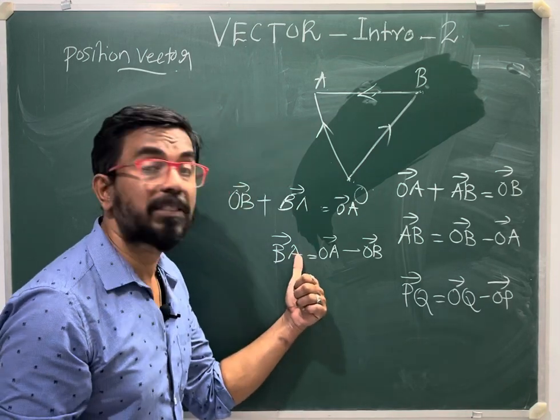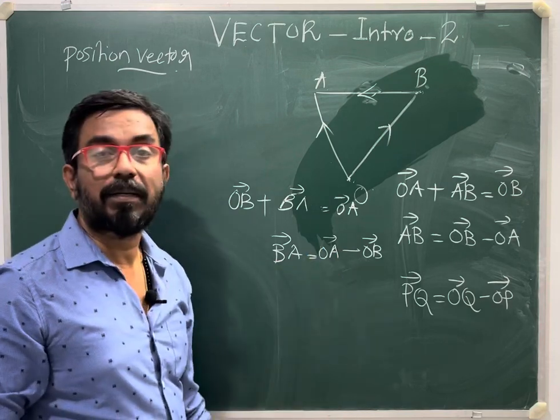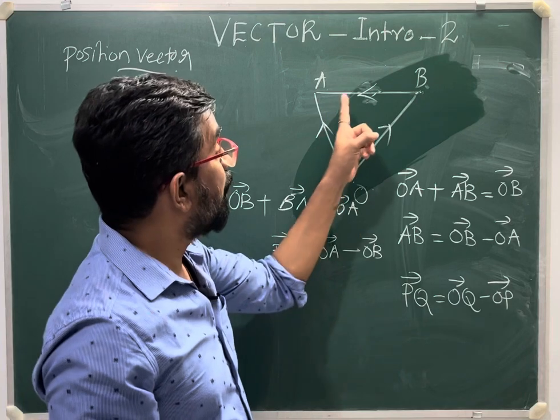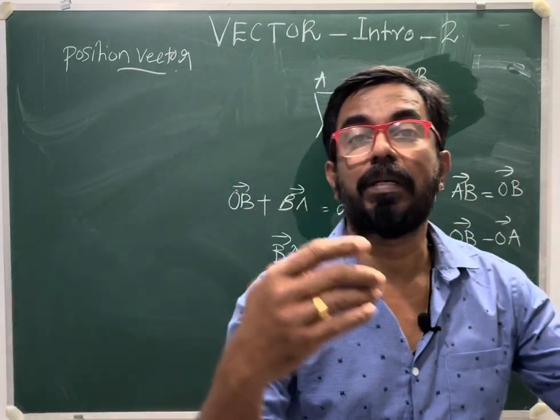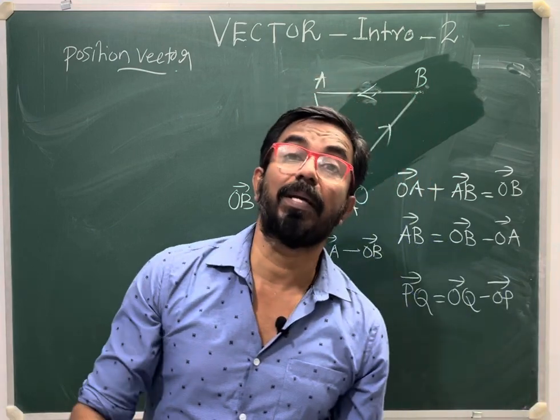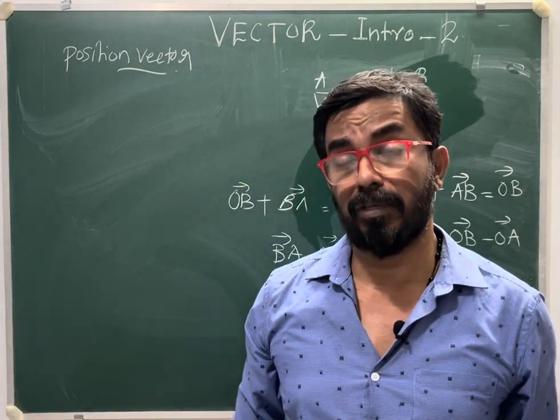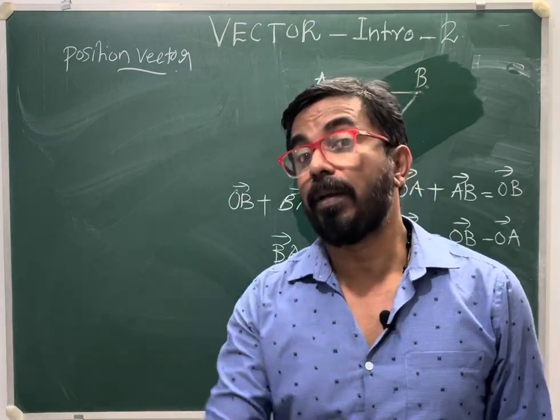The second letter's position vector, OA, first, minus the OB vector. So you can put the arrow in whatever way you like, and depending upon that, we will write. Anyway, the terminal point's position vector minus the initial point's position vector. That is what basically you should understand. Even if you forget the rest of the thing, you can manage.